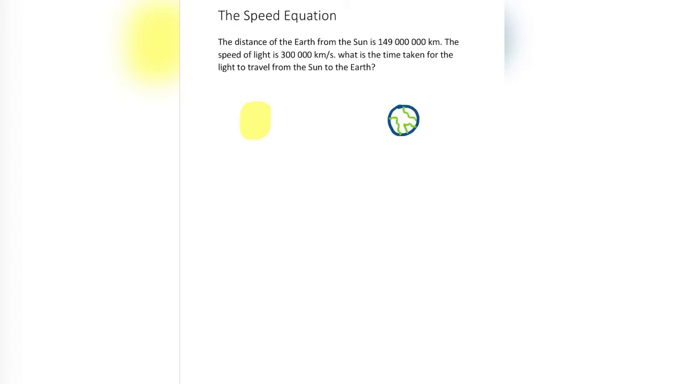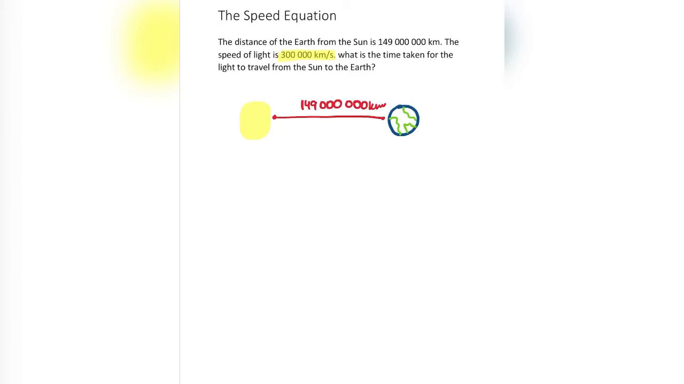What they're saying is that the distance from the earth to the sun is 149 million kilometers, in kilometers. And then they're saying the speed of light is 300,000 kilometers per second. So what do we have to find? We have to find the time.